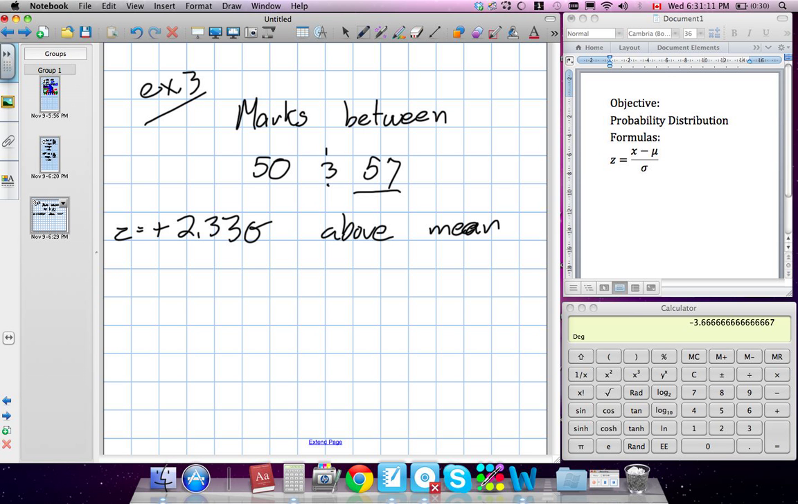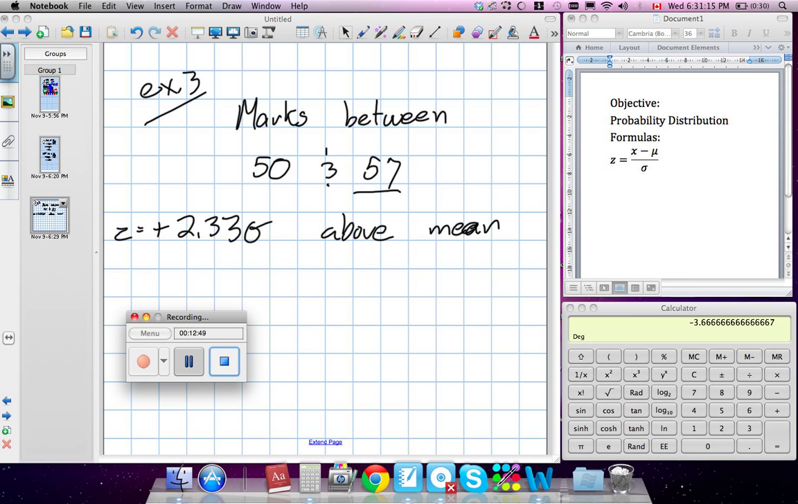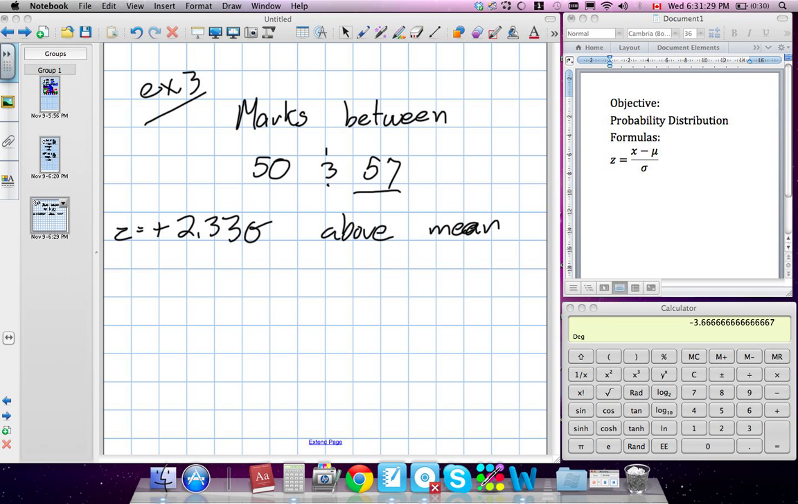Okay, so that's very far away. Negative 3.6 standard deviations from the mean. That's very, very rare to get a number that low. So in terms of your class, it is very unlikely anyone has a mark as low as 39. It's most likely everything is going to fall between 41 and 59.